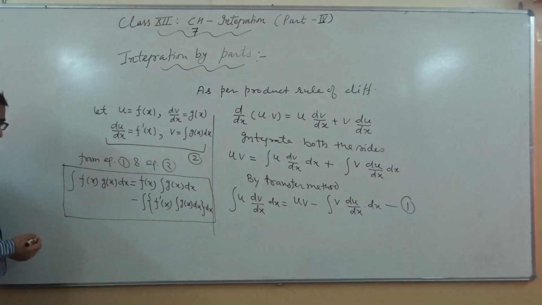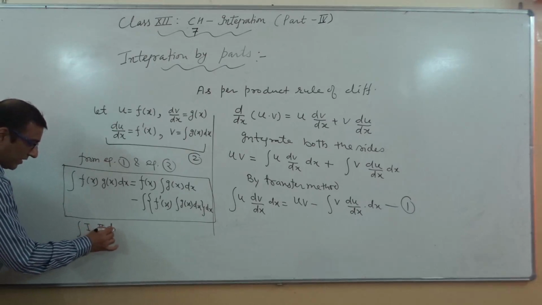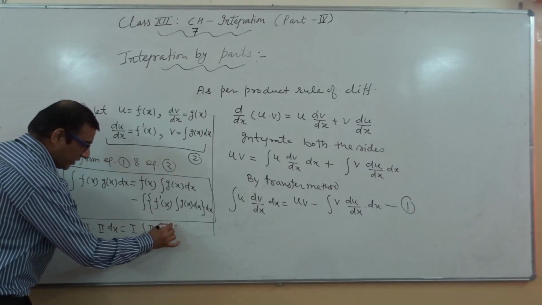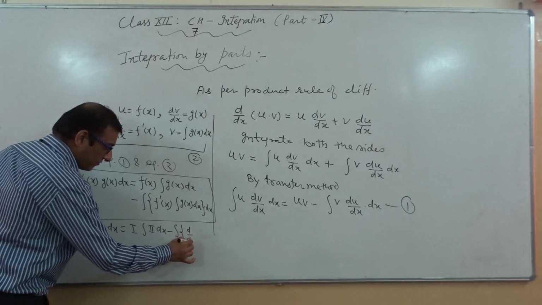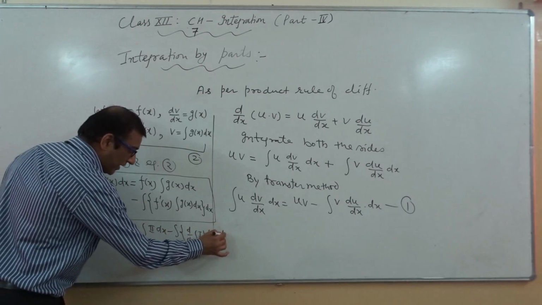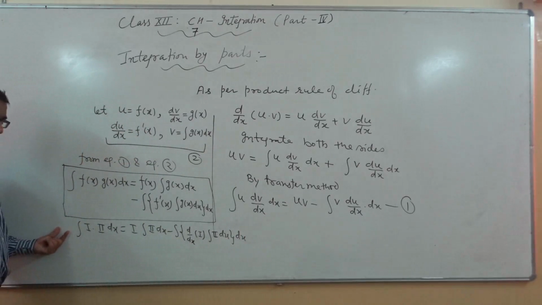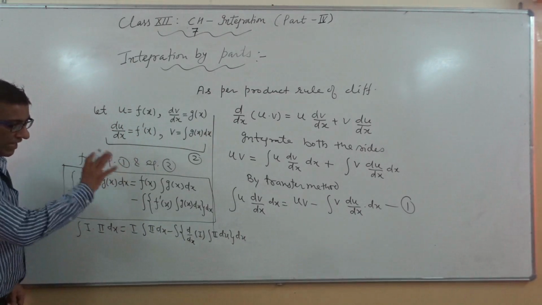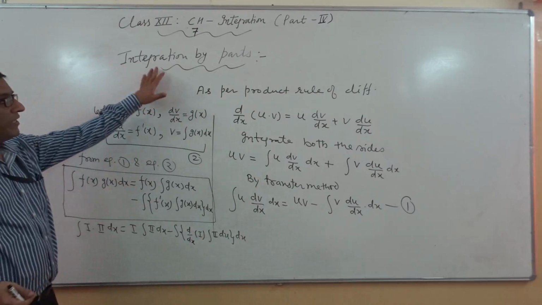This formula is also known as the first and second function rule. It means integral of first into second dx is equal to first function into integral of second function, minus integral of the derivative of the first function times the integral of the second function. This is the way of writing first and second function, where f(x) is the first function and g(x) is the second function. With the help of this formula, we will solve the questions related to integration by parts.